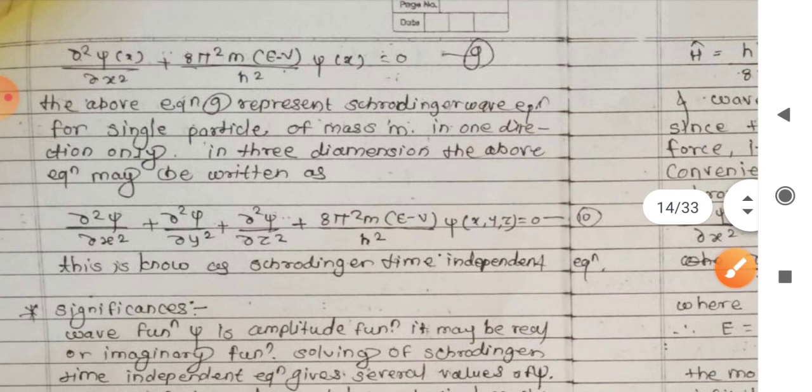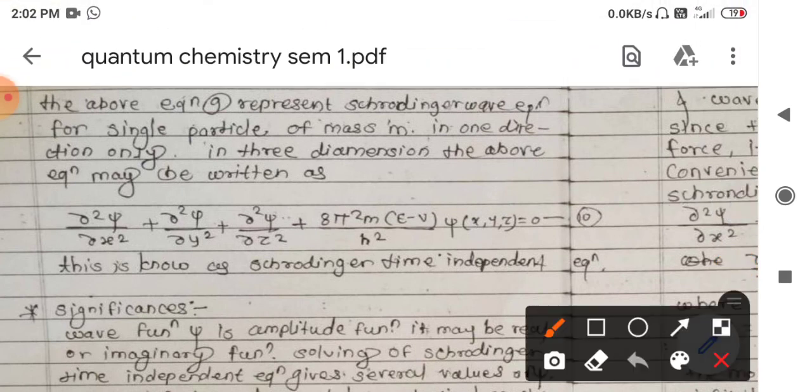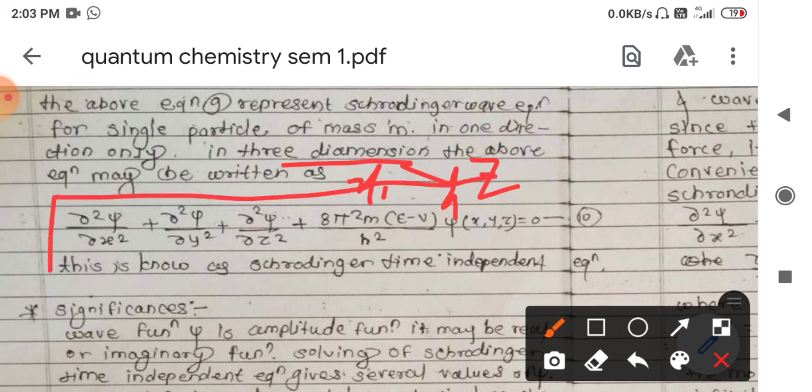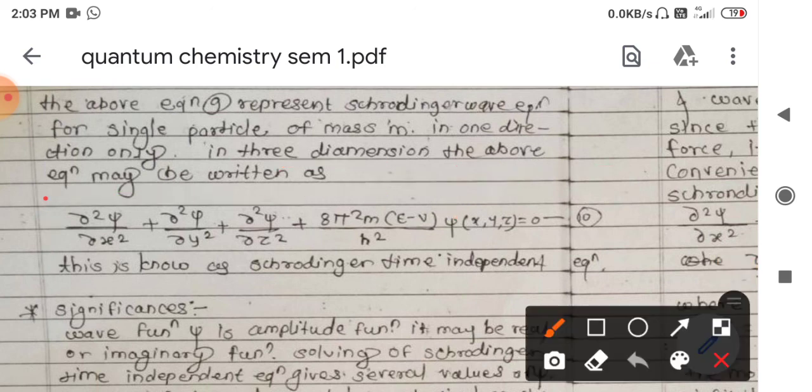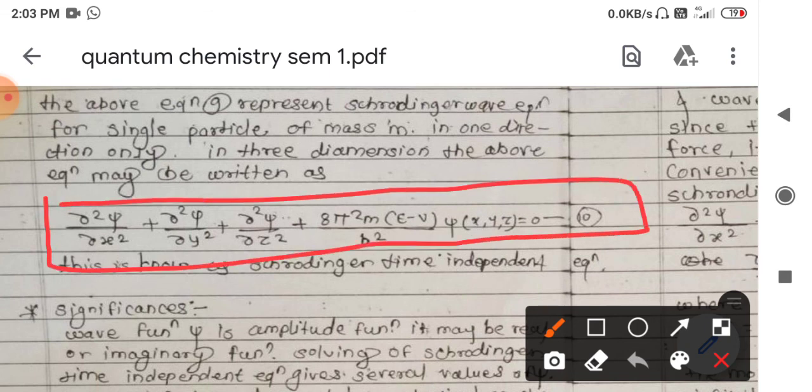This equation can also be represented in three dimensions, if we consider the wave function as a function of x, y and z. Here the time component will not be there because this is a time independent function. So the Schrodinger time independent equation for three dimensions will be d2 psi upon dx square plus d2 psi upon dy square plus d2 psi upon dz square plus 8 pi square m into E minus V upon h square into psi of x, y and z, which equals 0.